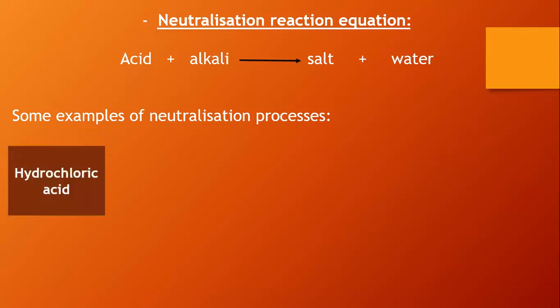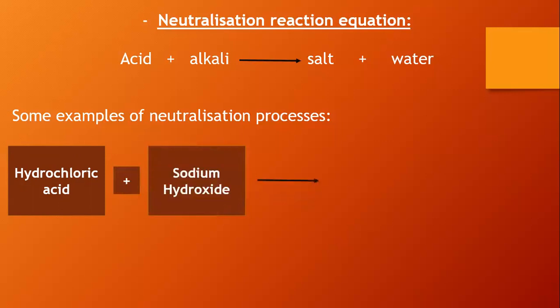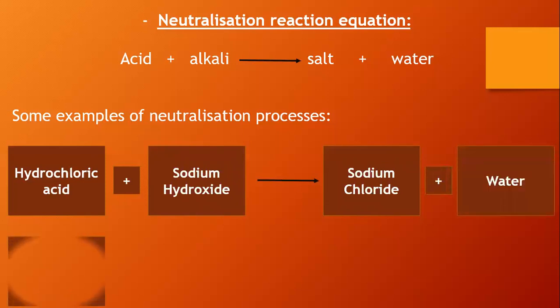So let's try reacting hydrochloric acid with sodium hydroxide. Hydrochloric acid is an acid and sodium hydroxide is of course an alkali. So when both of them react together, they are going to produce a salt, and this salt will be sodium chloride. And of course it will produce water too.